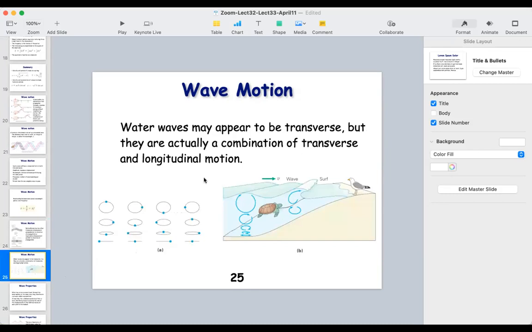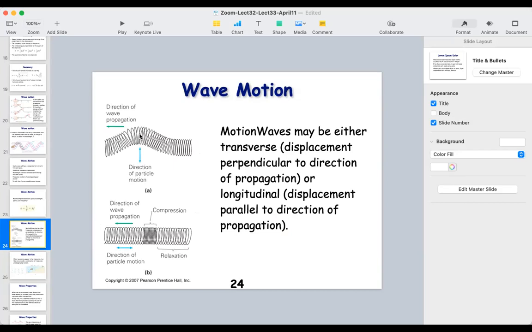But then we also have a different type of waves, which are, for example, the water waves that might appear to be transverse, but they are actually a combination of transverse and longitudinal motion. So you have both of these, and you see something that is a bit more circular here. The waves of the ocean are a mix of these two. There is both the transverse, going opposite to the direction of the wave propagation, but also compression and relaxation.